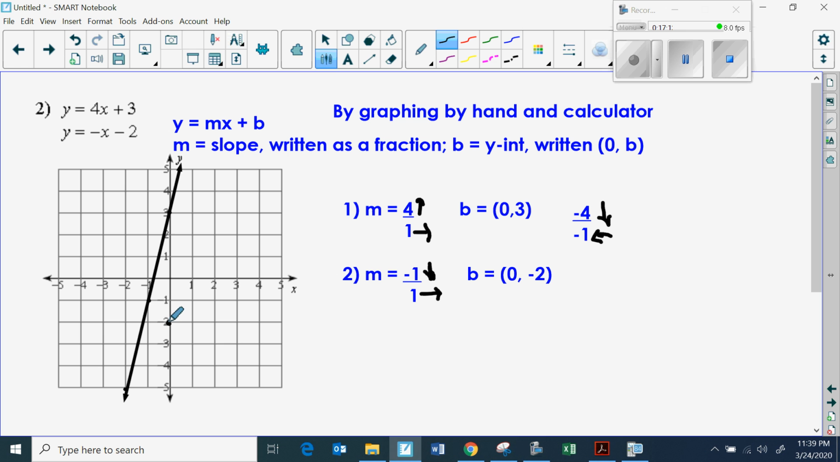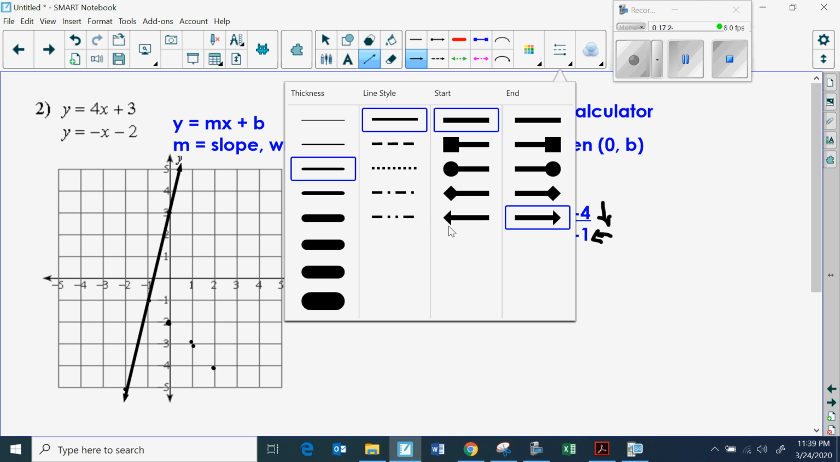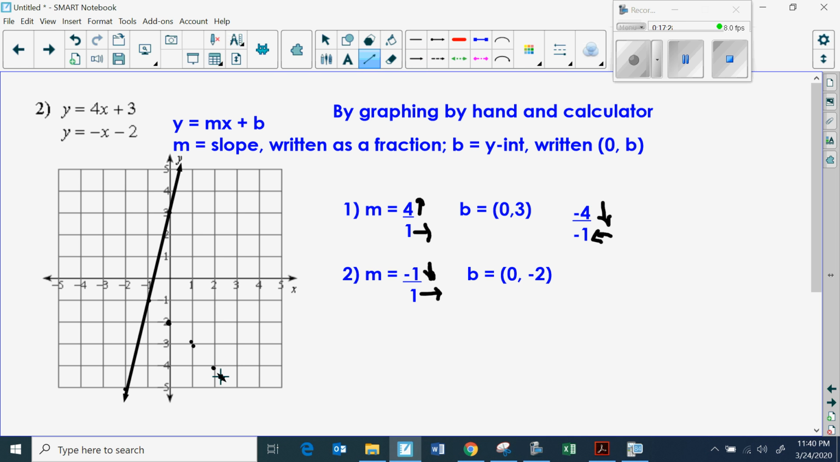All right, and it says go down 1, right 1. There's point 2. Go down 1, right 1 again. There's point 3. Okay, now go ahead and do your line. So I put it right on through there.